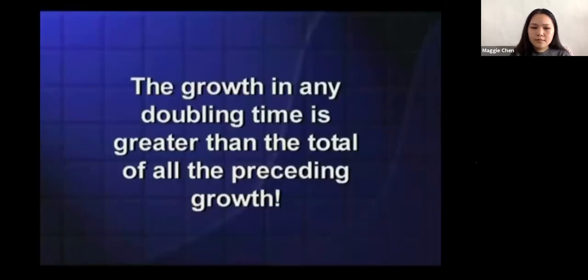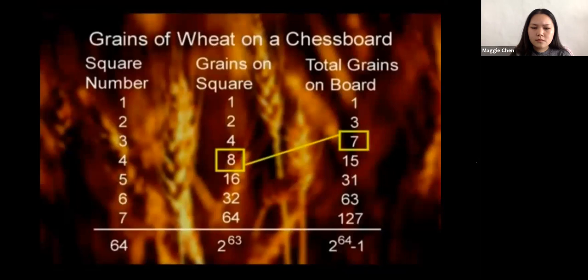There's something else that's very important. The growth in any doubling time is greater than the total of all of the preceding growth. For example, when we put 8 grains on the 4th square, the 8 is larger than the total of 7 that were already there. When we put 32 grains on the 6th square, the 32 is larger than the total of 31 that were already there.